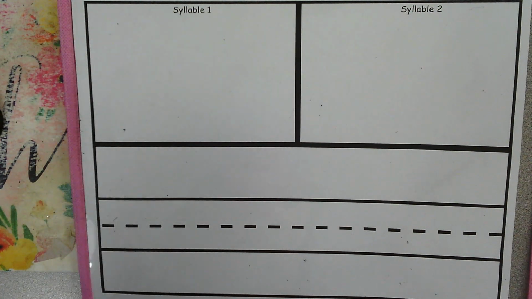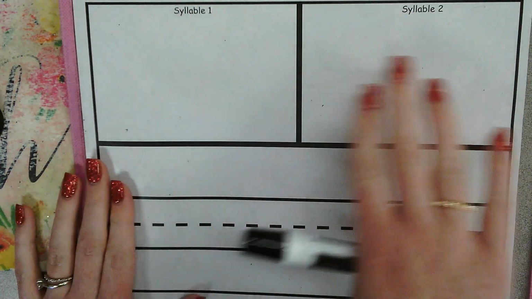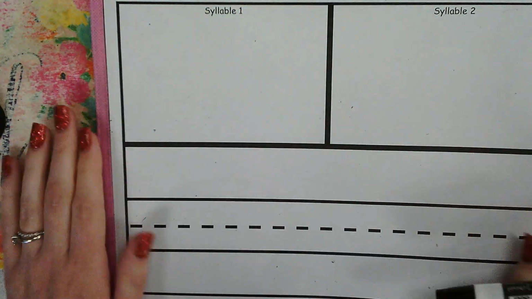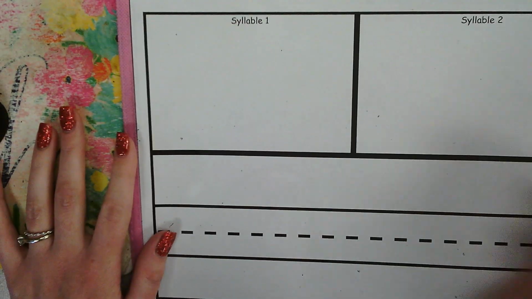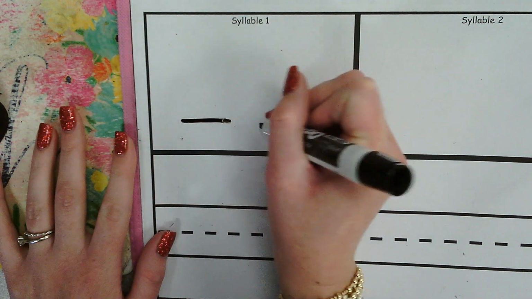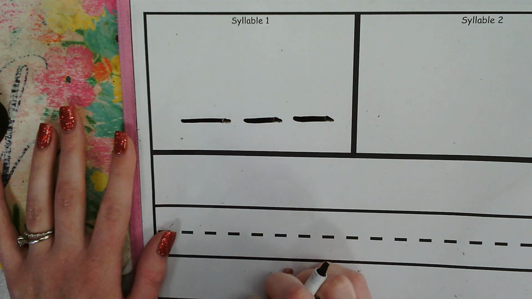When we said that, we broke that word into two word parts or two syllables. So on my mat here, I have syllable 1 and syllable 2. I'm going to start with the word sun. And I'm going to tap out all the sounds I hear in sun. S, u, n, sun. I heard 3 sounds.